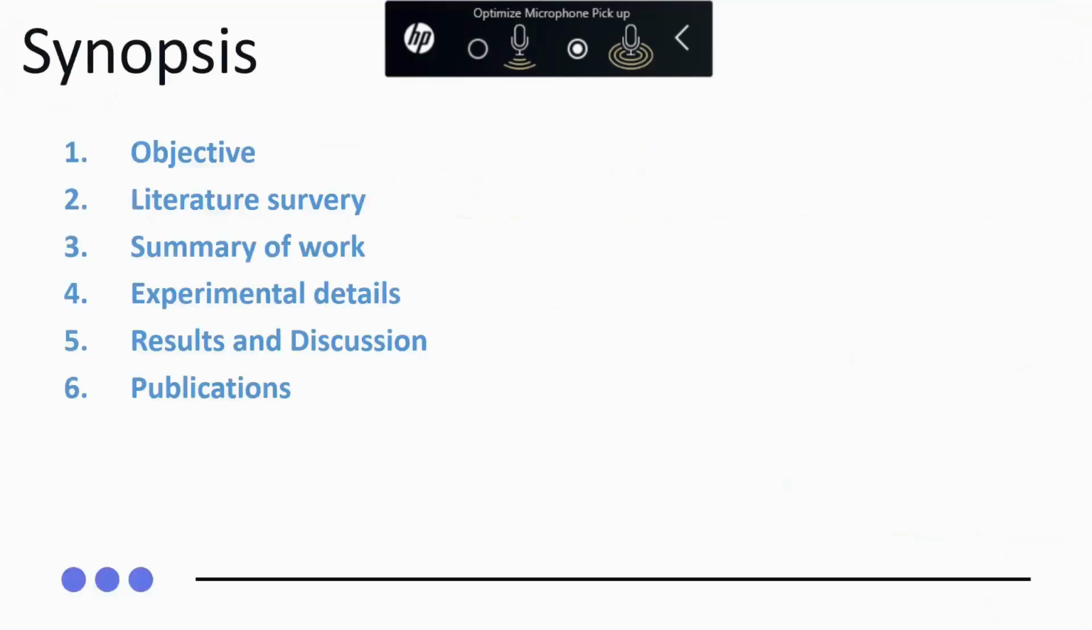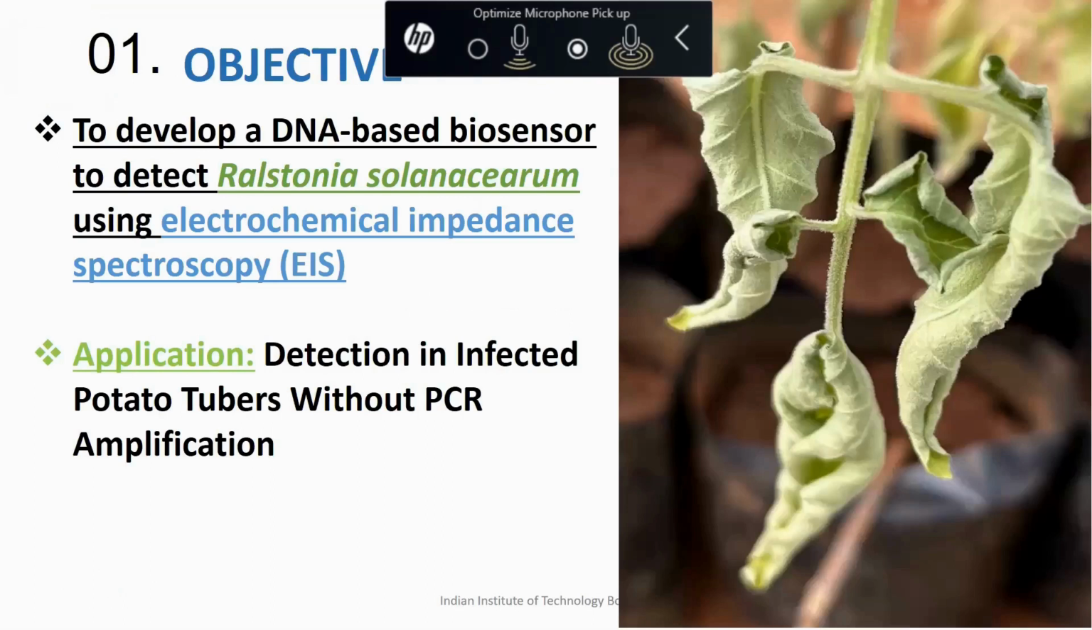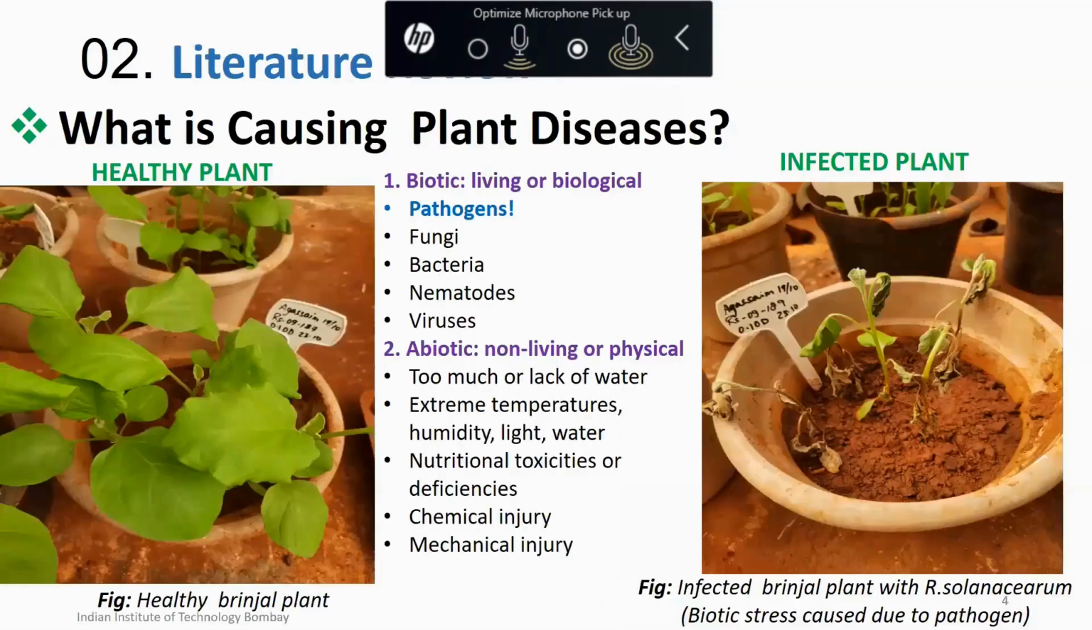I will quickly go to the objective of the work, a little bit on the literature summary, experiments, and we'll discuss my results. So the objective is to develop a DNA-based biosensor to detect this bacteria called Ralstonia solanacearum using electrochemical impedance spectroscopy. And how can we apply this sensor, which is developed, for real infection detection, and I use potato tubers as the disease sample for detecting this disease in potatoes.